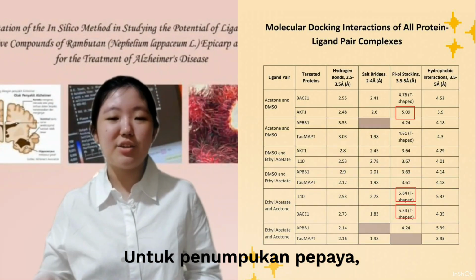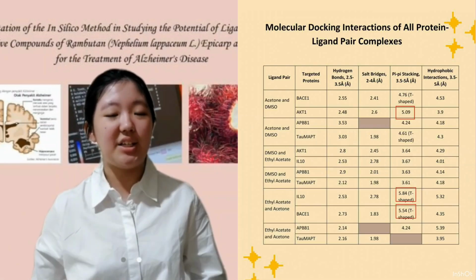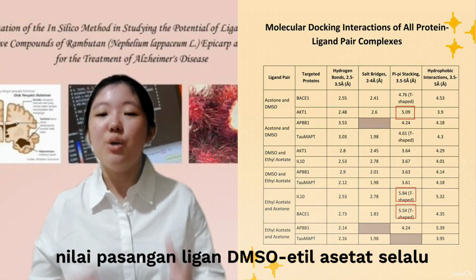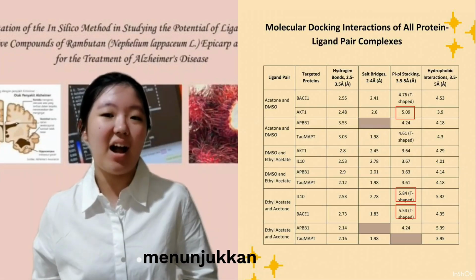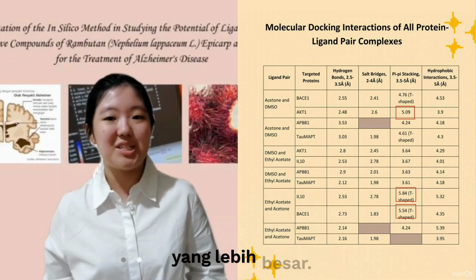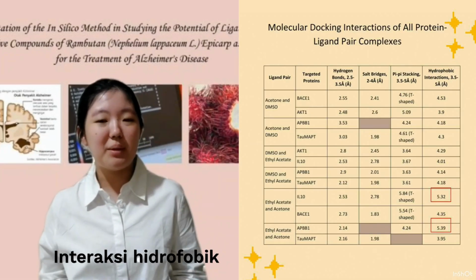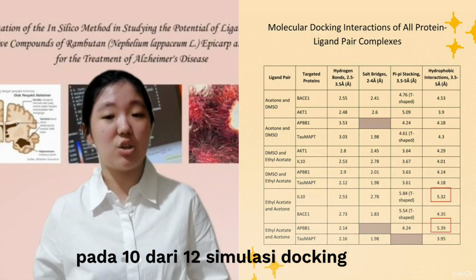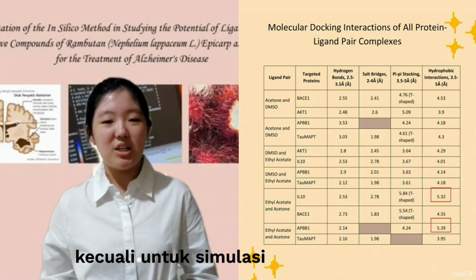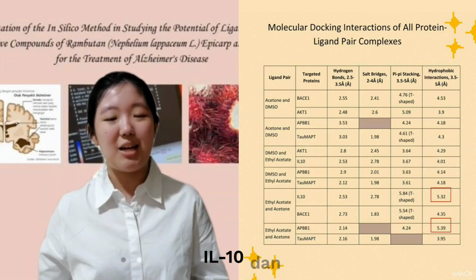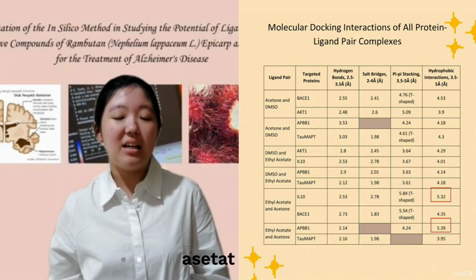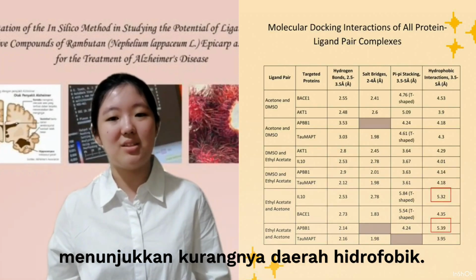For peptide stacking, 3 of the values exceeded the ideal range, but the ligand pair DMSO ethyl acetate's values were always consistently within the ideal range, demonstrating greater stability. The hydrophobic interactions were within range in 10 out of 12 docking simulations overall, except for the simulations involving IL-10 and APBB1, both with the ligand pair ethyl acetate acetone, indicating a lack of hydrophobic regions.